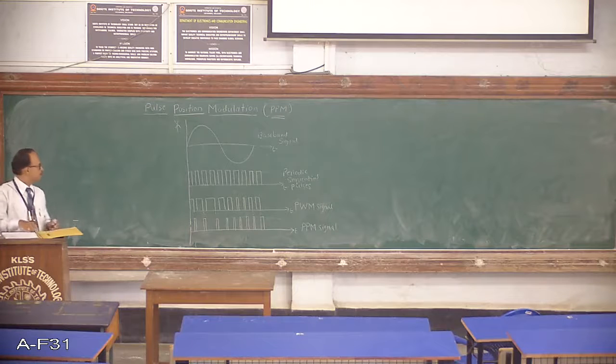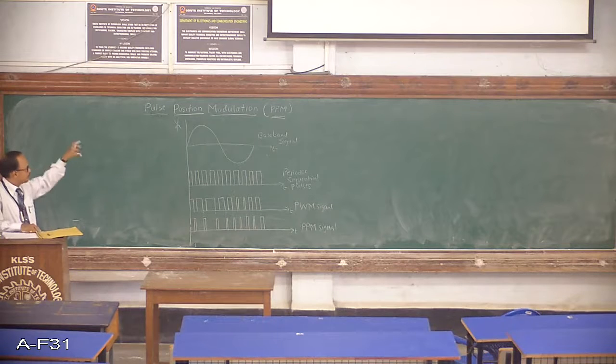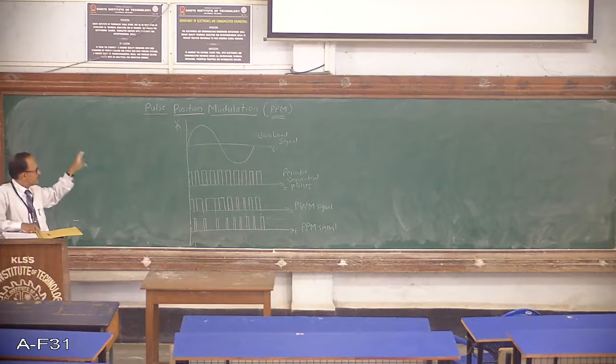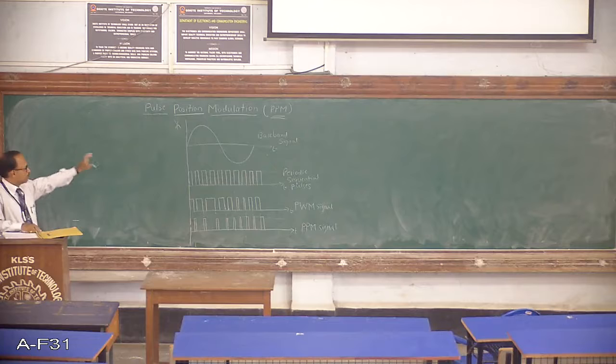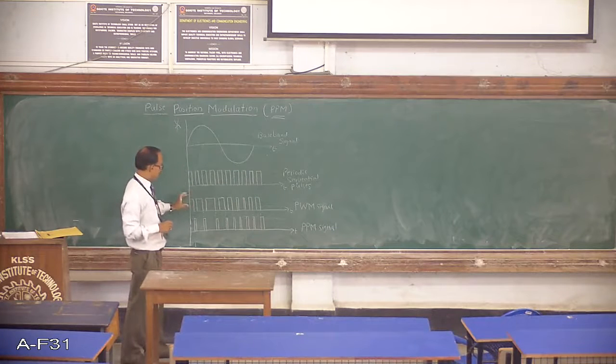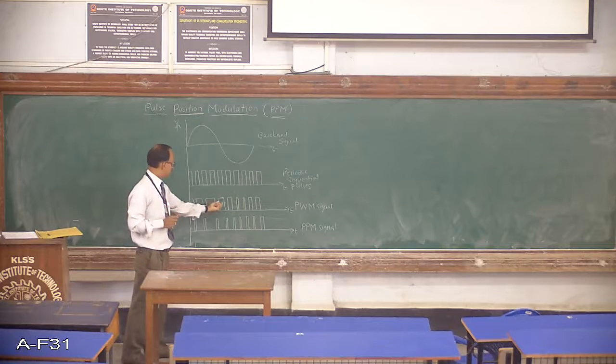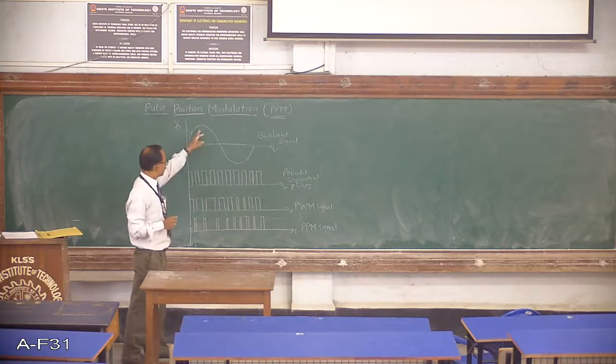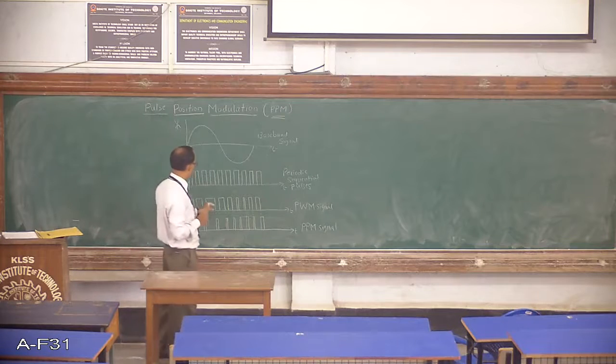So as I was telling you, this PPM signal can be obtained from PWM itself. In this diagram, the first graph shows the baseband signal. The second graph shows periodic sequential pulses, that is the inputs. And the third one shows the PWM signal, where you can see the width of the pulse is changing according to the amplitude of the input baseband signal or modulating signal.